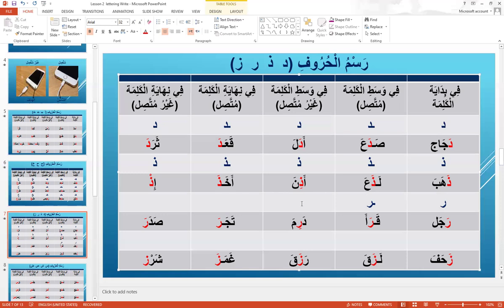Raw في وسط الكلمة غير متصل, so raw is going to be written normally. Raw في نهاية الكلمة متصل, so we write the connection, then we write raw. Then raw في نهاية الكلمة غير متصل, so without connection we write raw normally. So the same way we wrote raw, we're going to write zai.